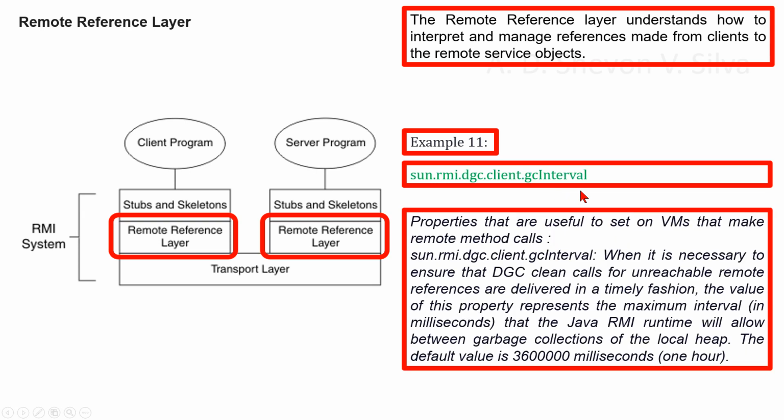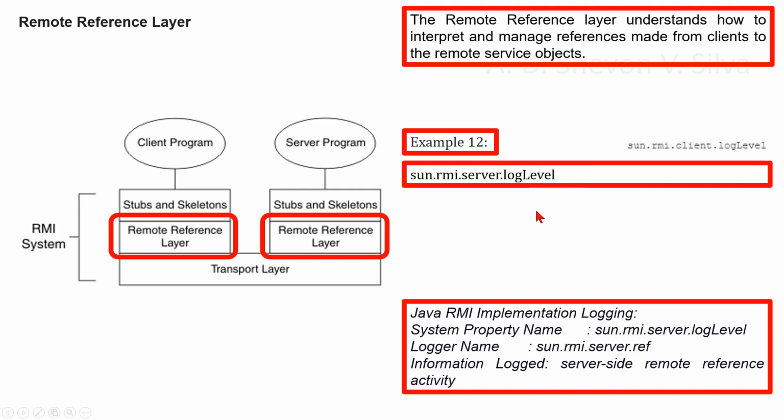Now we are considering properties that are useful to set on VMs that make remote method calls. sun.rmi.dgc.client.gcInterval. When it is necessary to ensure that DGC clean calls for unreachable remote references are delivered in a timely fashion, the value of this property represents the maximum interval in milliseconds that the RMI runtime allows between garbage collections of the local heap. The default value is 3,600,000 milliseconds, 1 hour.